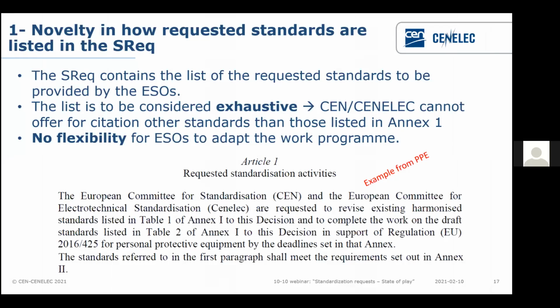The standardization request contains a precise, exhaustive, and prescriptive list of requested standards to be provided by the ESOs. You will see here an example from PPE, but this Article 1 is standardized, so it's similar for all the other regulations. Basically, the relevant ESO is requested to revise existing standards or to draft new standards as in Annex 1. So Annex 1 contains the full list of standards that must be revised, or, in case there are new standards, must be developed by the ESOs. Basically, the difference with the past is that for ESOs, there is no more flexibility to adapt the work programme. The European Commission clearly identifies what should be done and what should not be done.